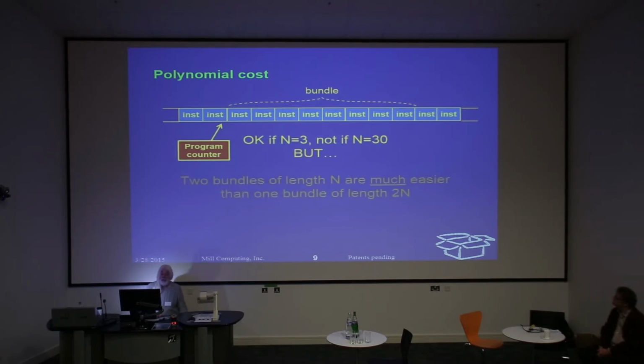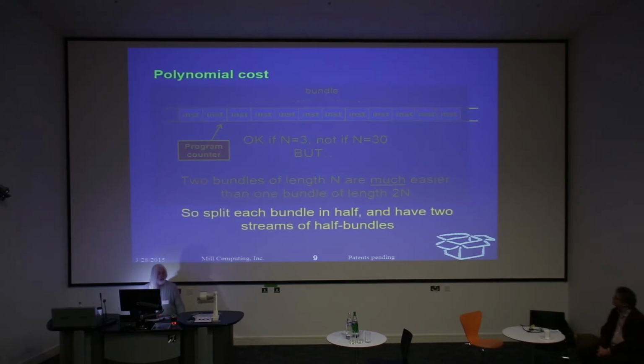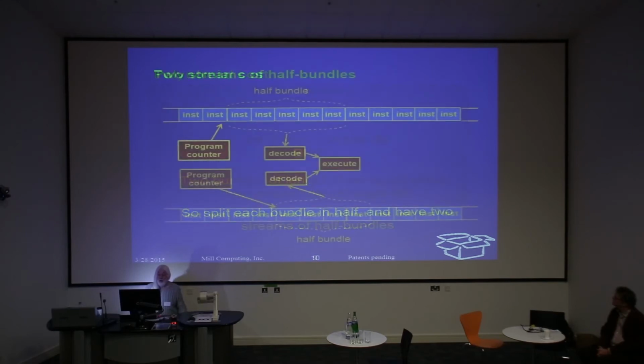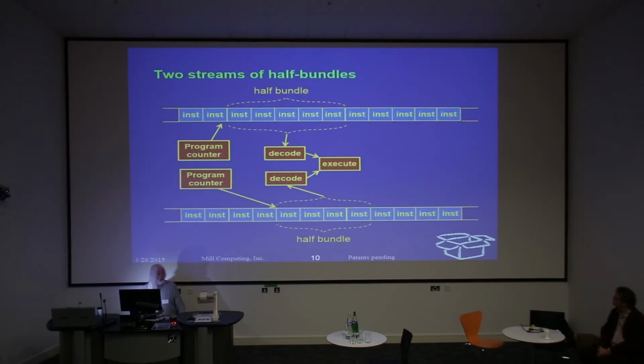However, if you have two bundles of length n, because the cost is polynomial, that's much, much easier than one bundle of length 2n. So if you split each bundle in half and have two streams of half bundles, then you're taking advantage of the polynomial, and you are going to be able to parse twice as many instructions. If the Intel folks were to use the same trick, they might be able to parse 8 instructions doing 2 streams of 4 instructions each.